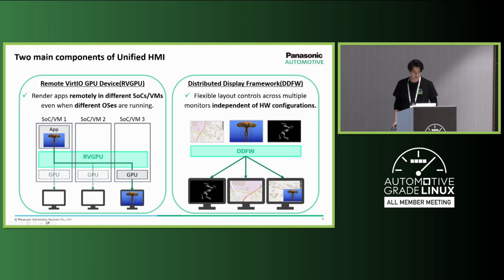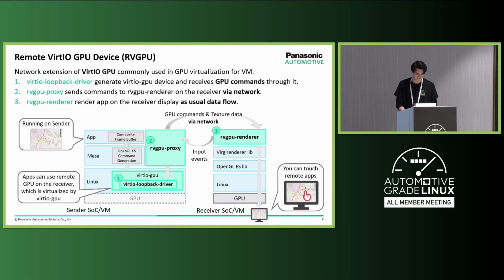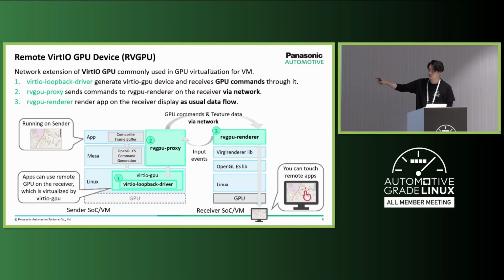From here, I will introduce how unified HMI realizes flexible application layouts independent of hardware. First is RVGPU. RVGPU is a network extension of virtual GPU, which is commonly used for GPU virtualization in virtual machines. In the diagram, there is a detailed graphic data flow by using RVGPU, from launching an application on the left side to being displayed on the receiver displays on the right side.